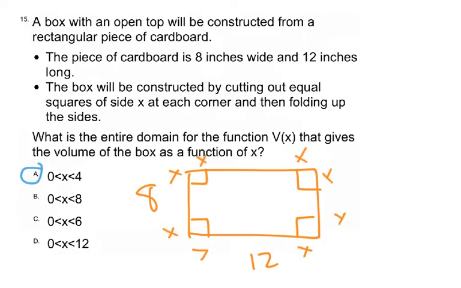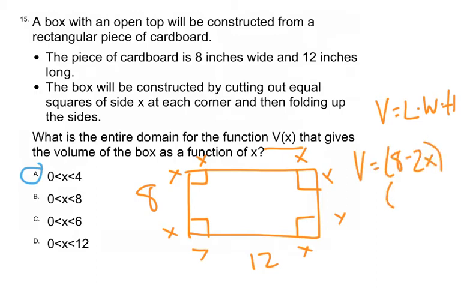And we want to know the domain for the volume. So volume is equal to length times width times height. The length was 8, but then we took away 2 x's. The height was 12. No, sorry. The length was 8 minus 2x. The width was 12, but we took away 2 x's, and the height of the box is x.